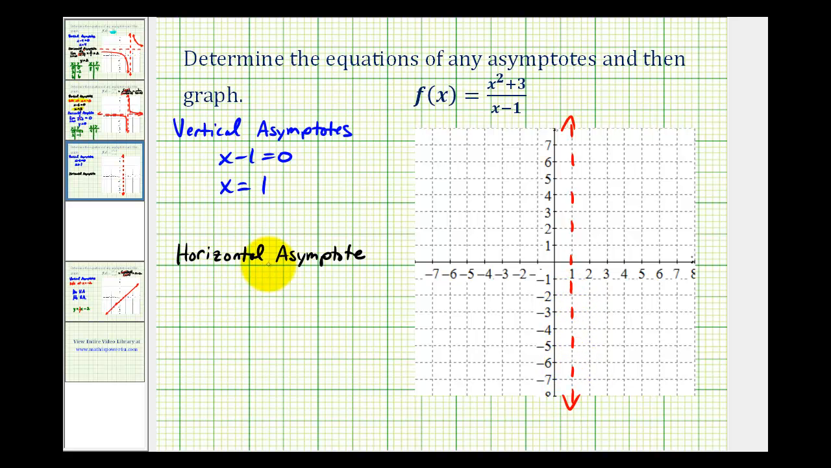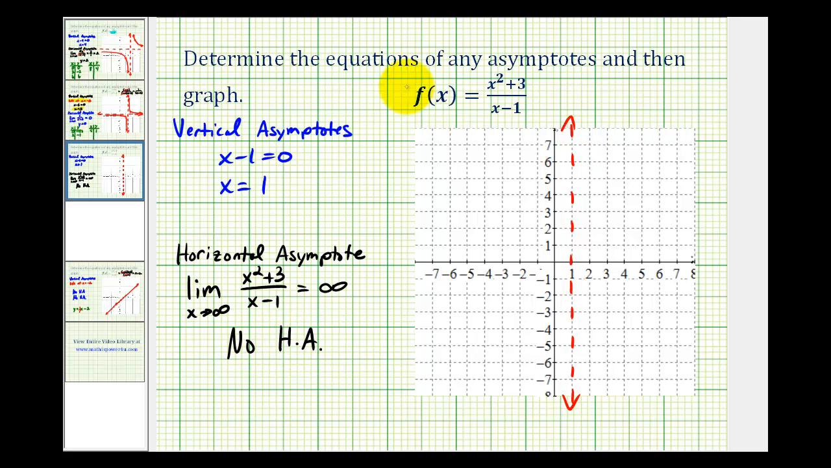Now to determine if the function has a horizontal asymptote, we'll determine the limit as x approaches infinity of the function. Now there's a shortcut method for determining this limit. If the degree of the numerator is greater than the degree of the denominator, this limit is going to approach positive infinity and not exist. We can see that since x squared in the numerator is growing faster than the denominator, this is going to approach positive infinity, which means there is no horizontal asymptote.